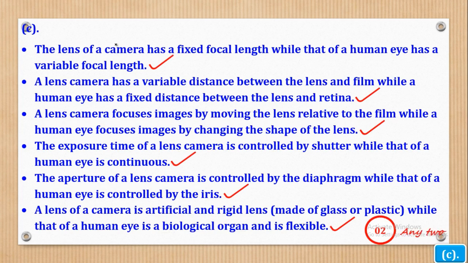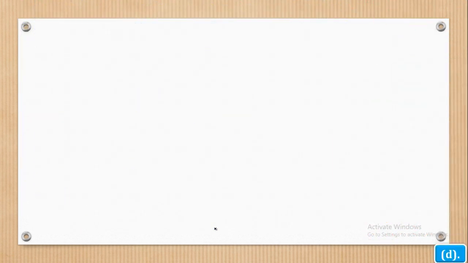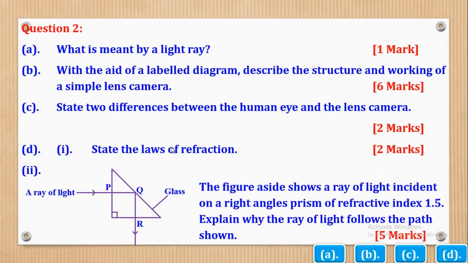So any 2 of these differences, you get yourself the 2 marks. So now we shall go to part D Roman 1. D Roman 1 says, state the laws of refraction.